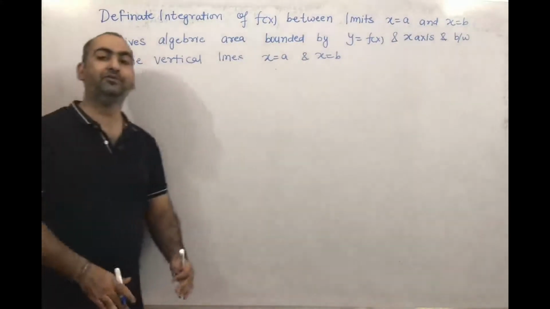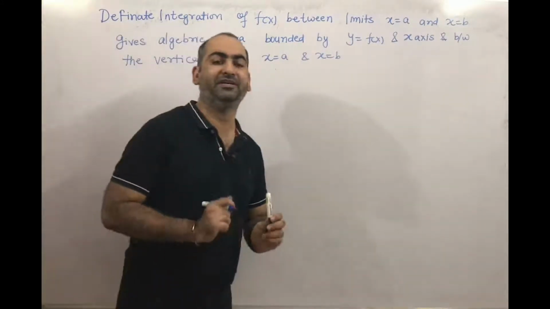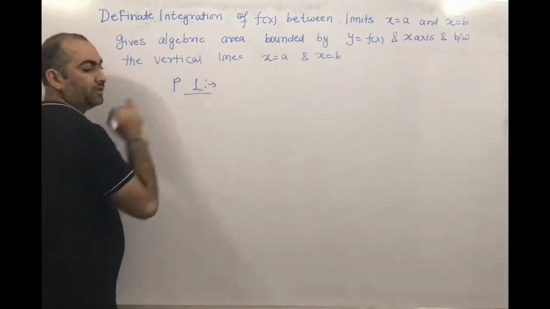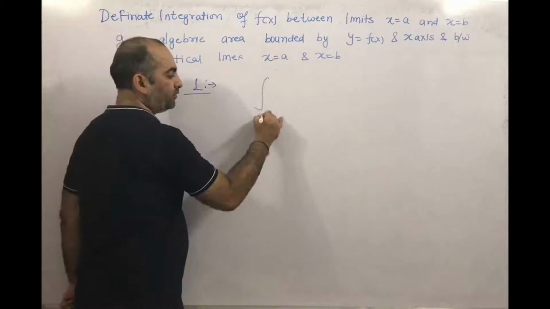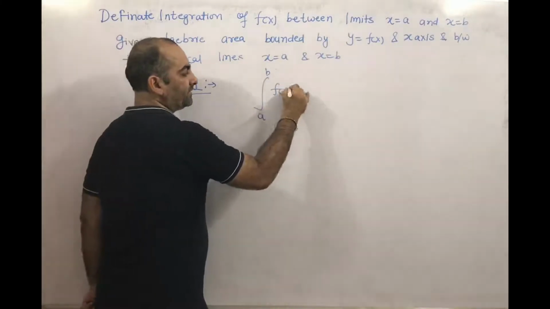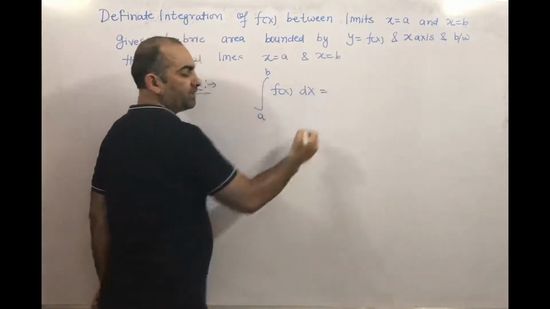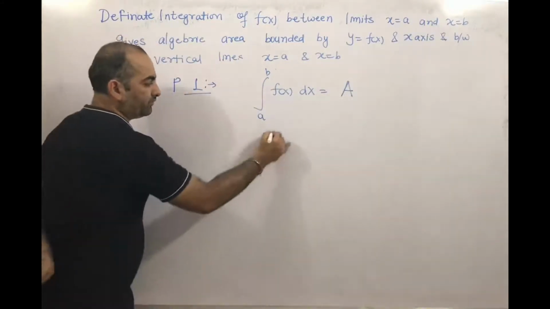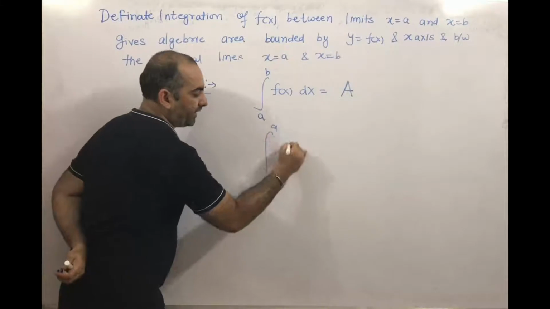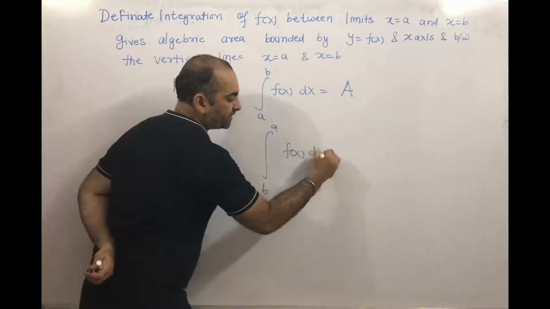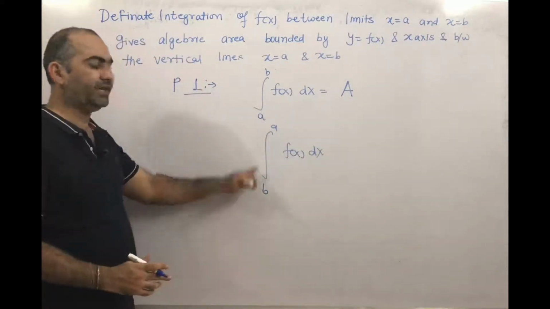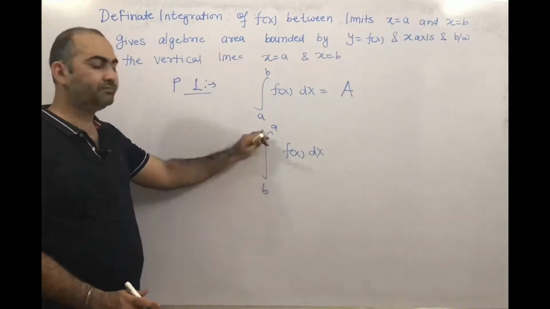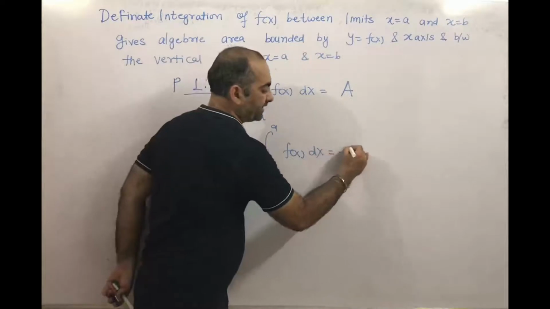So from this point we got the first property of definite integration. The first property is: integration of a to b f(x) dx. Suppose this value is a, then integration of b to a f(x) dx, we are changing the limit from b to a. Here we are going left to right and here right to left, then this value will come out minus a.